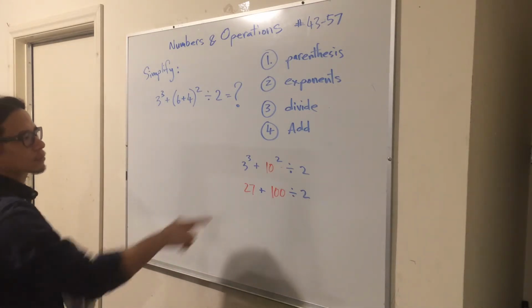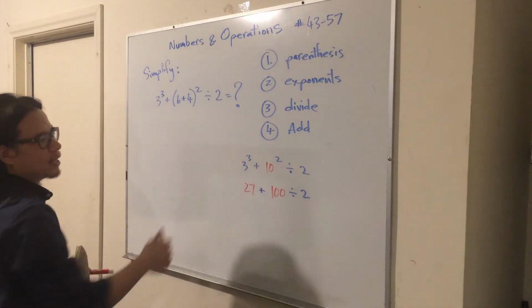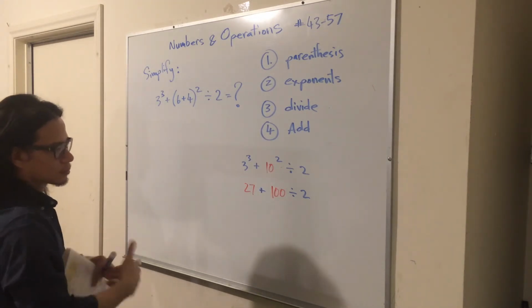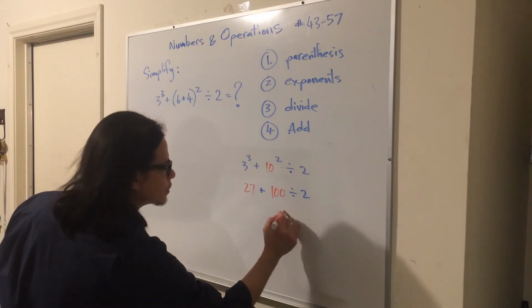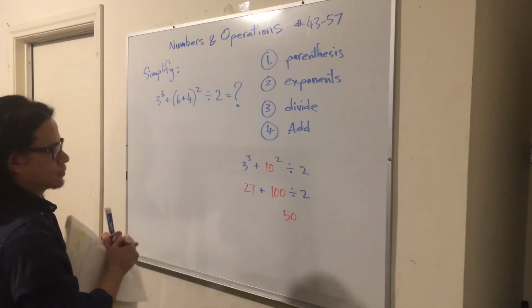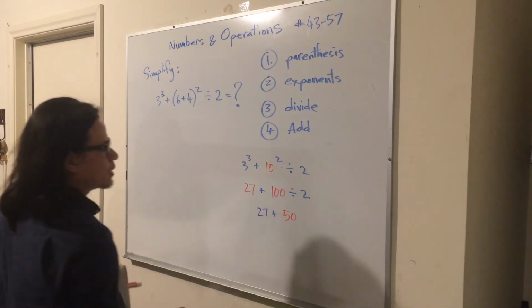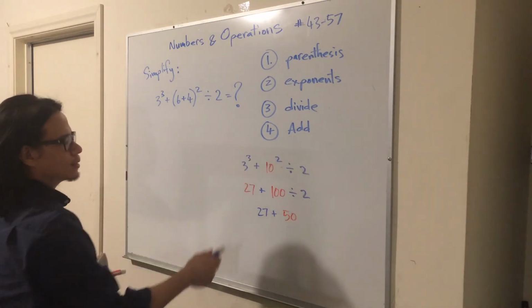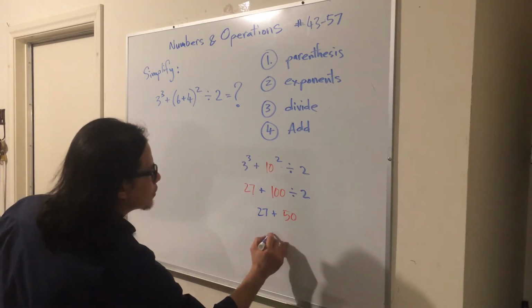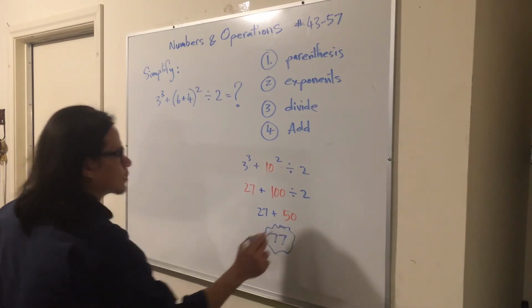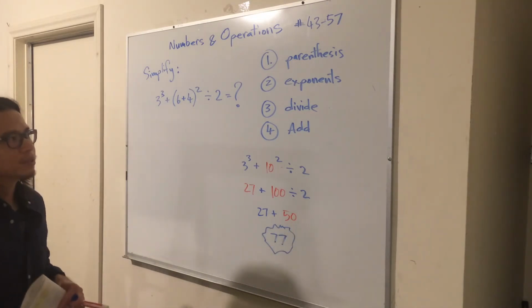Okay. Next, let's divide. 100 divided by 2. I get 50. Okay. So you have 27 plus 50. Last we add. Add them up. I get 77. What did you get? Okay, check your answer.